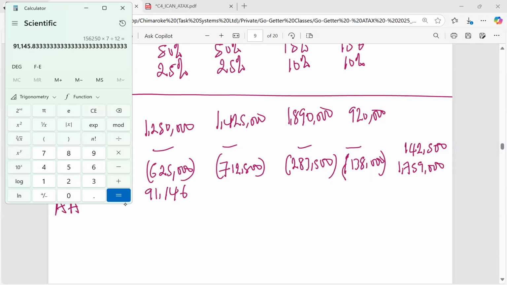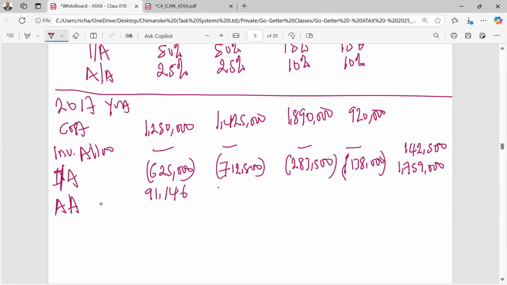Now look at the second one. I have 1,425,000 minus 712,500. Now 25% is 4 years. This is what I will charge for 1 year, but I used 7 months, so I'm going to multiply by 7 divided by 12. That gives me 103,906.